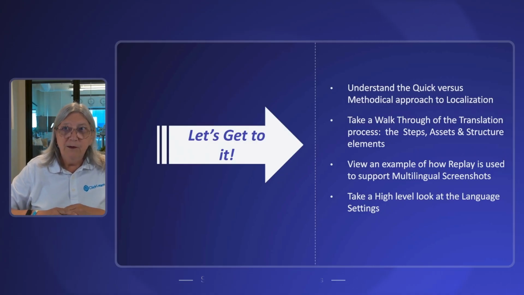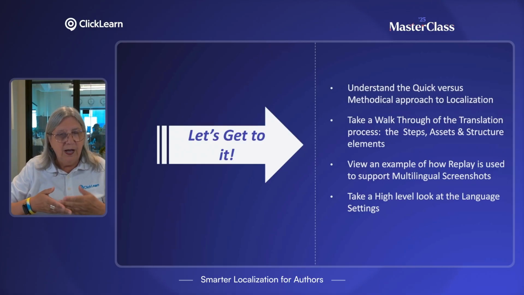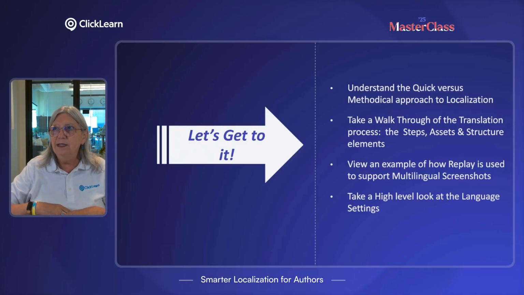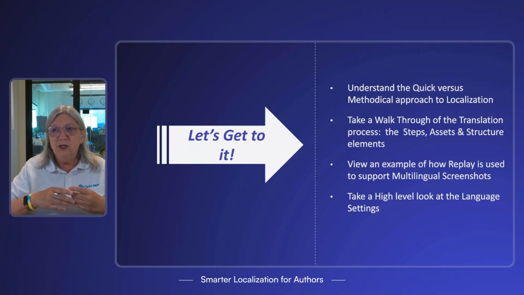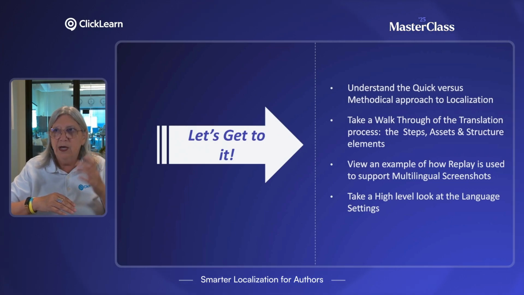Okay, so before we get to it, I want to make sure that we've got these processes now. We understand that the quick versus the methodical approach to the localization is really a decision we've already made. We're going to take a walk through that translation process, the steps, the assets, things like images that you may have brought in, and the structure elements. You always have to have your material on the structure. That's what ClickLearn always looks at when you go through producing and publishing, so keep that top of mind as well.